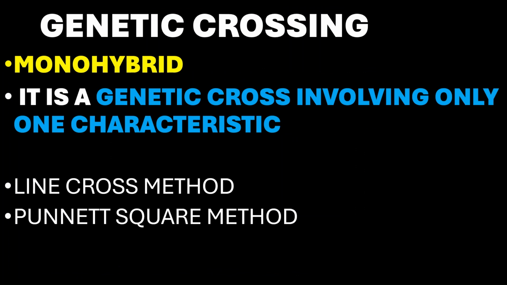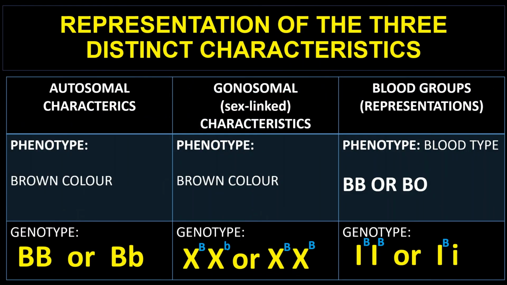You can use a line cross method or a Punnett square. I will advise we use the Punnett square because the line cross, most of you don't do it well and you end up messing everything up, losing marks. So you're going to use the Punnett square method, which is clean. And as a gentle reminder, know how to represent your alleles in exams.